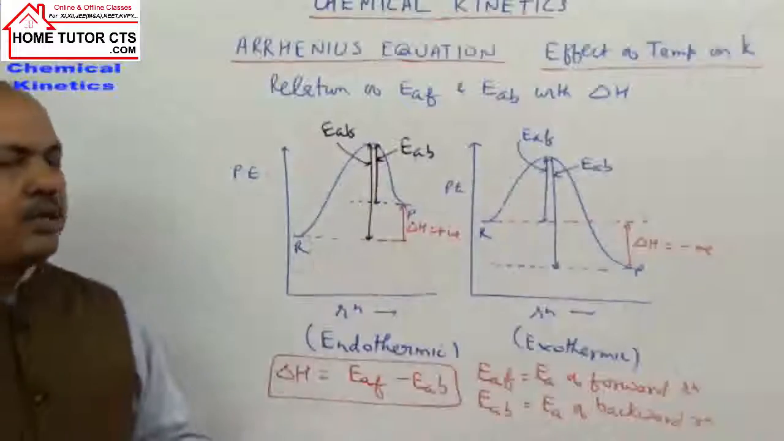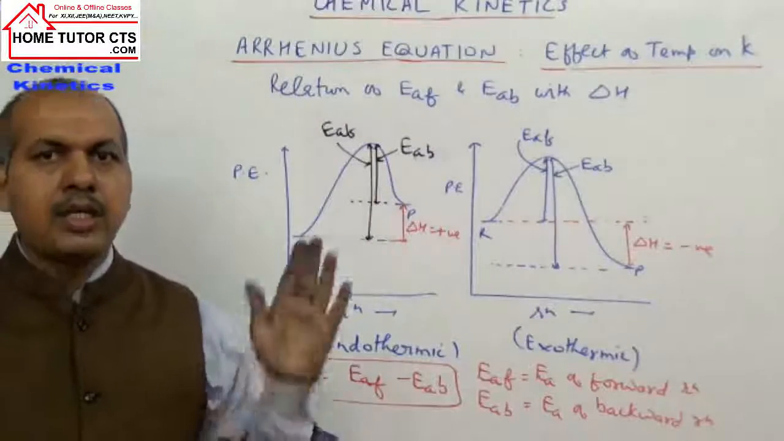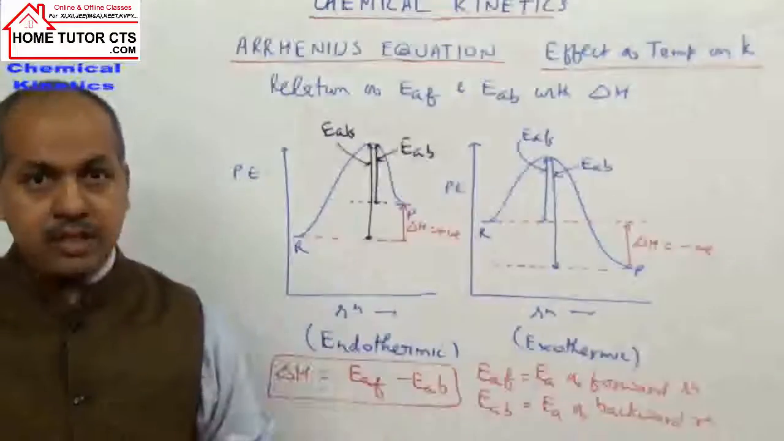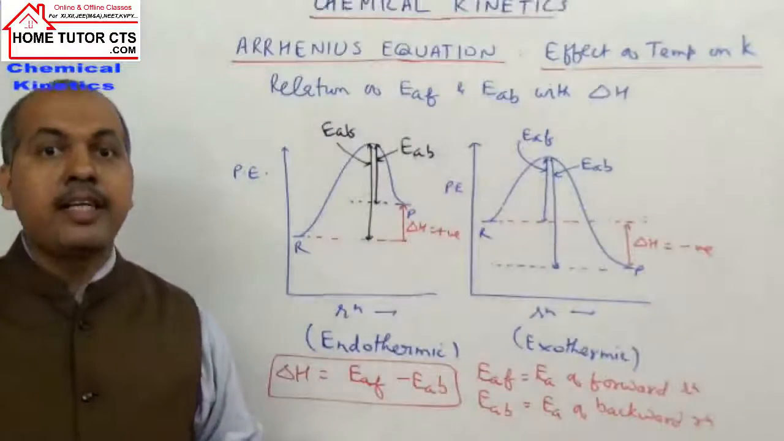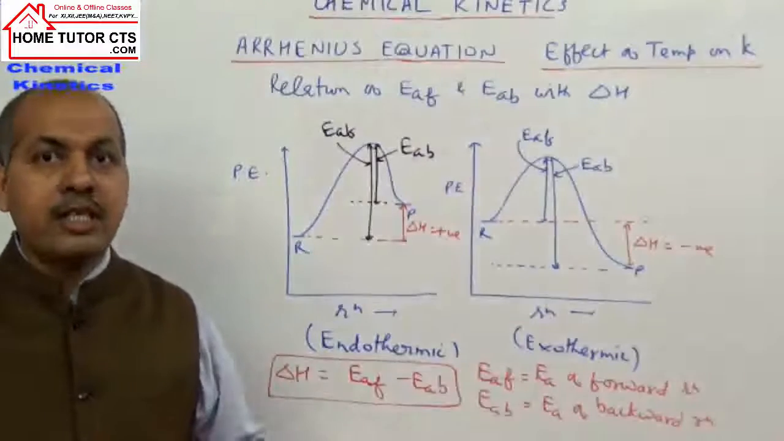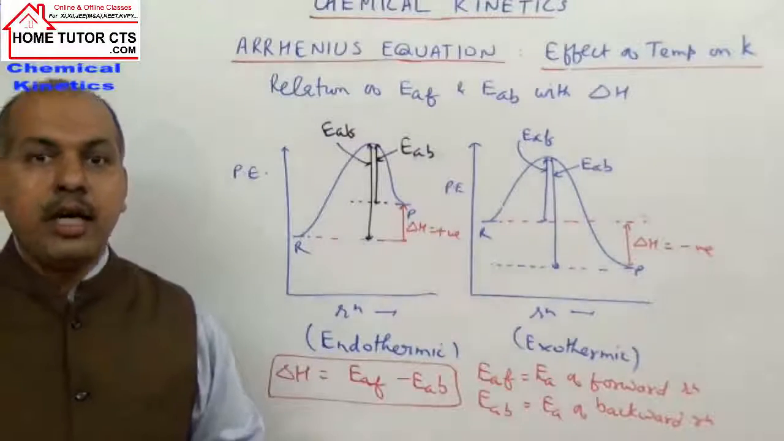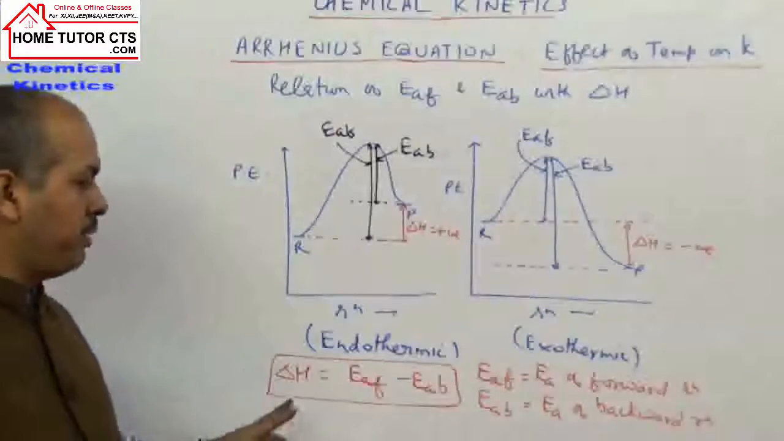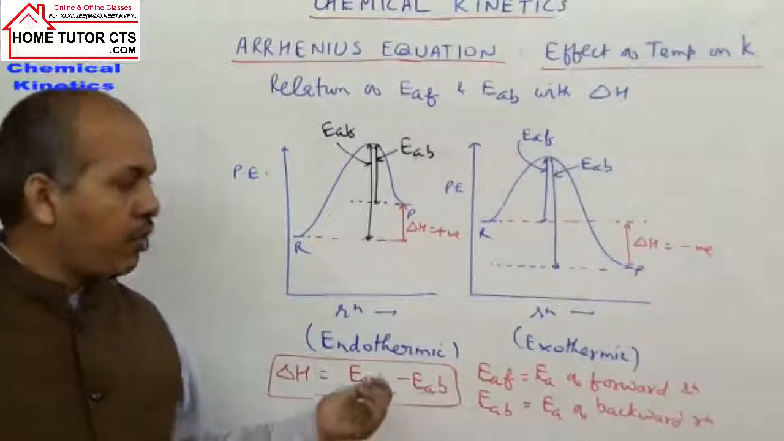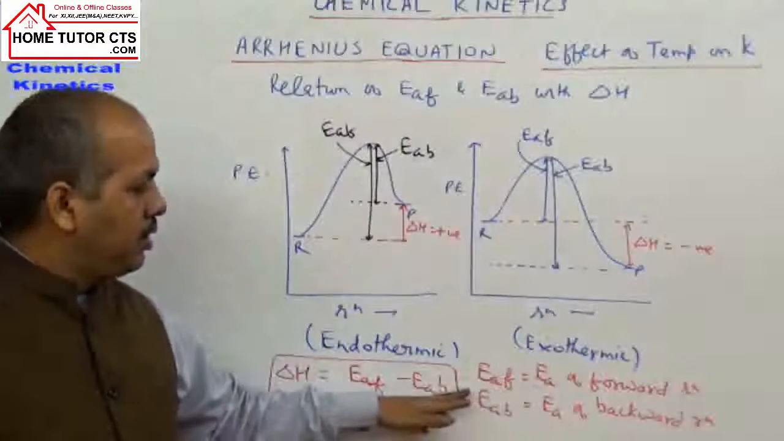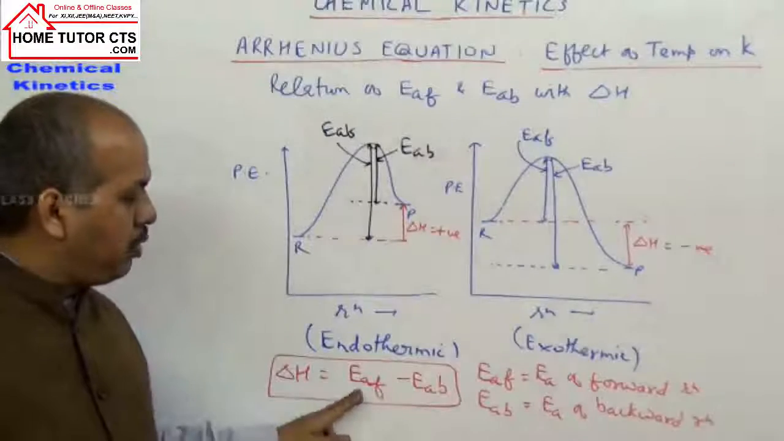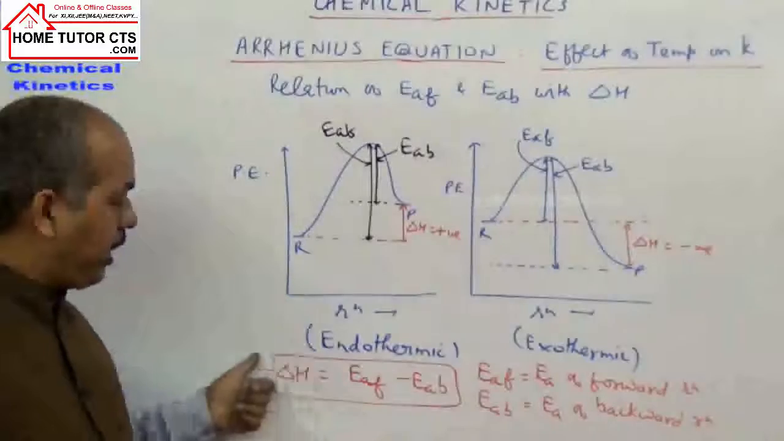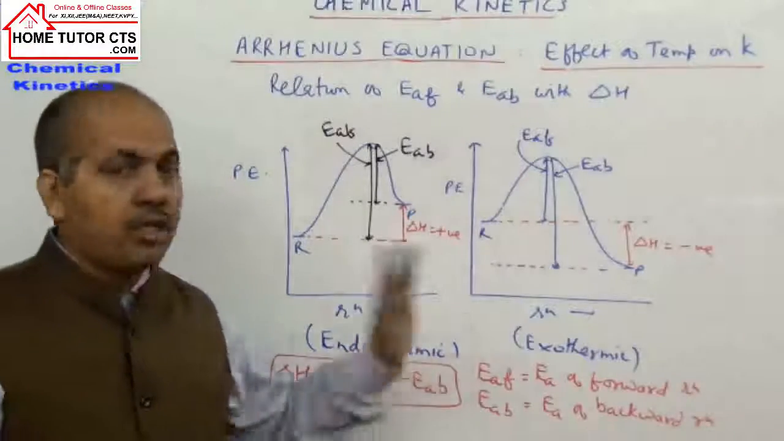For a given chemical reaction, delta H remains the same in magnitude for the forward and backward direction, but the sign of delta H becomes opposite. If the forward reaction is endothermic, then the backward reaction becomes exothermic. That point you have to keep in mind. Activation energies for forward and backward directions can be lower or higher, but always positive. Delta H can be negative or positive, depending on the nature of the reaction.